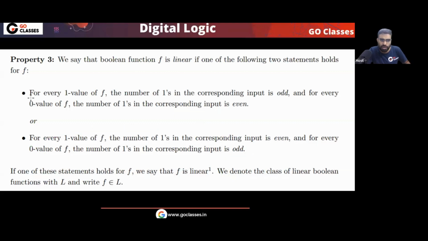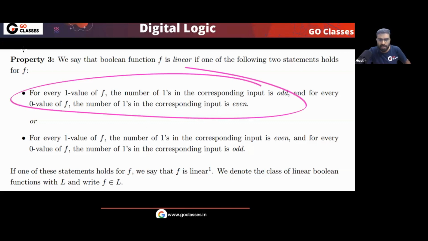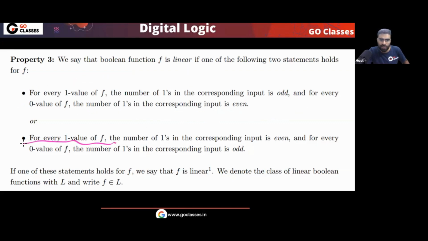What it means is that for every value of f equal to one, the number of ones in the input is odd, and for every zero value of f, the number of ones in the input is even. Or, for every value of one of f, the number of ones in the input is even, and for every zero value of f, the number of ones in the input is odd. So this is the definition.